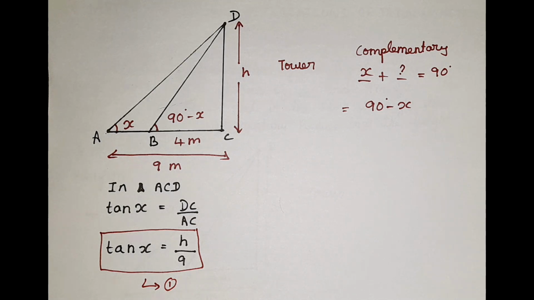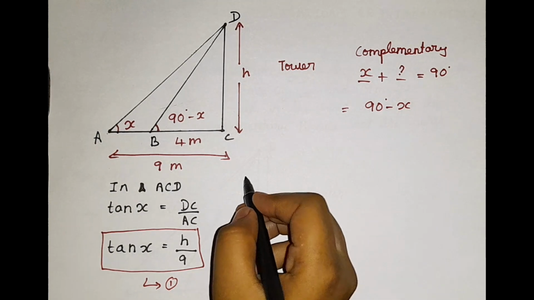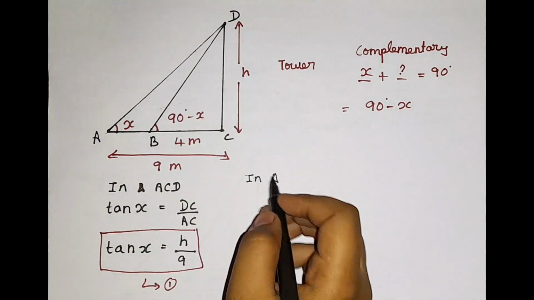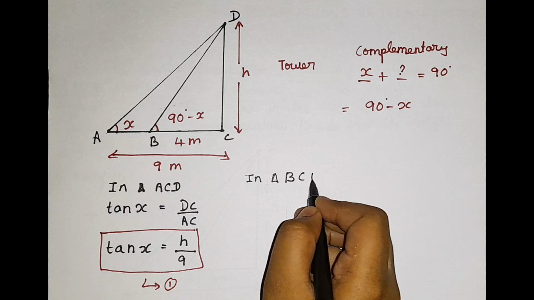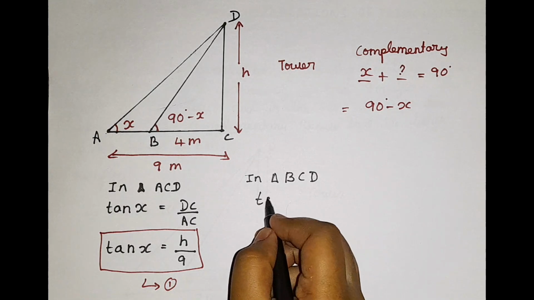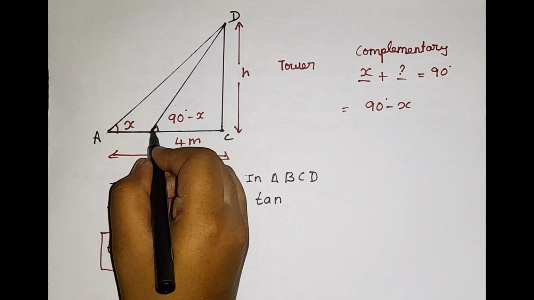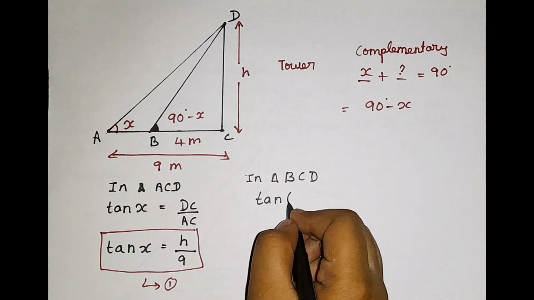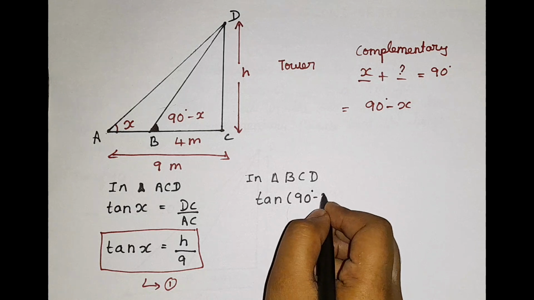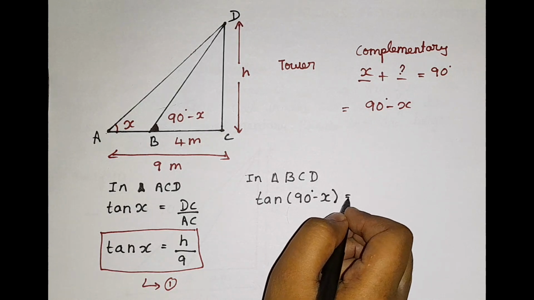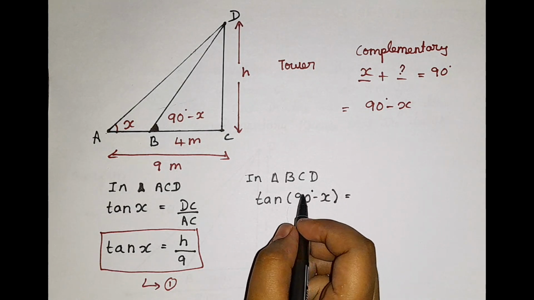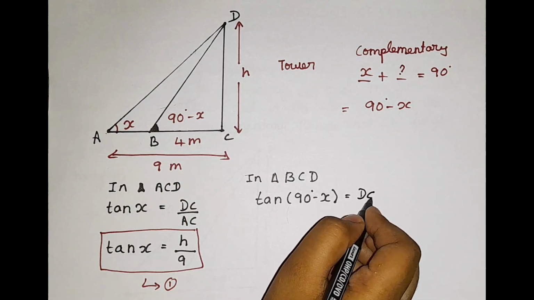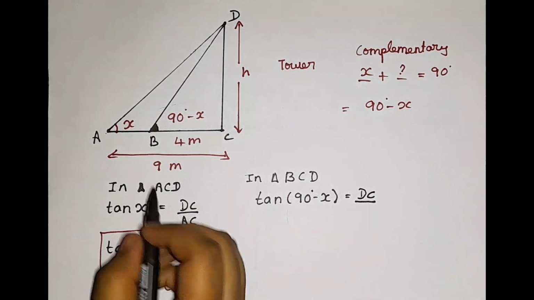Perfect. So now let us take another triangle. In triangle BCD, tan, so here the angle is, so this is the angle, isn't it? So the angle is 90 degree minus x. So tan of 90 degree minus x is equal to, so what is the opposite side? The opposite side is DC divided by the adjacent side, which is BC.